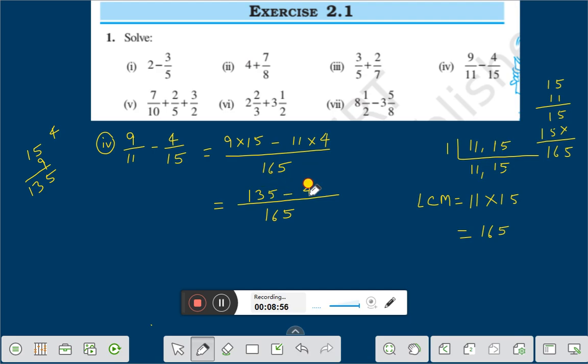Minus 44. If you subtract 44, what are you getting? 5 minus 4 is 1, 3 minus 4, borrow 1, 13 minus 4 is 9, 1 minus 0 is 1, so 91. That comes to 91 by 165. This is the answer of question number 4.